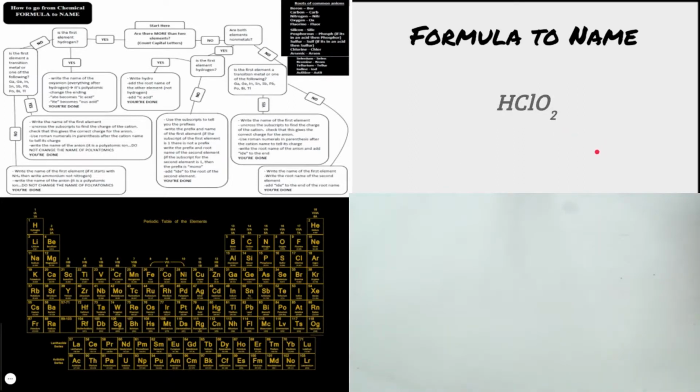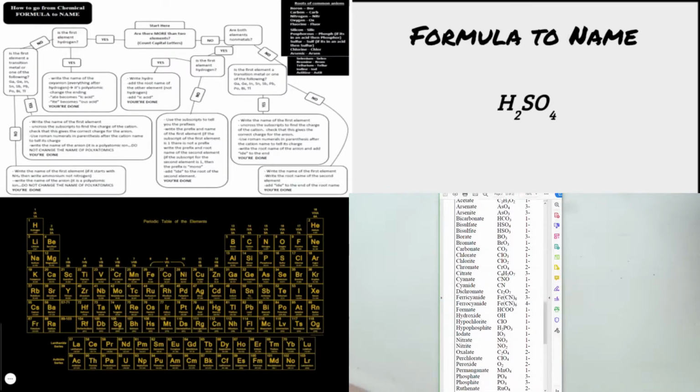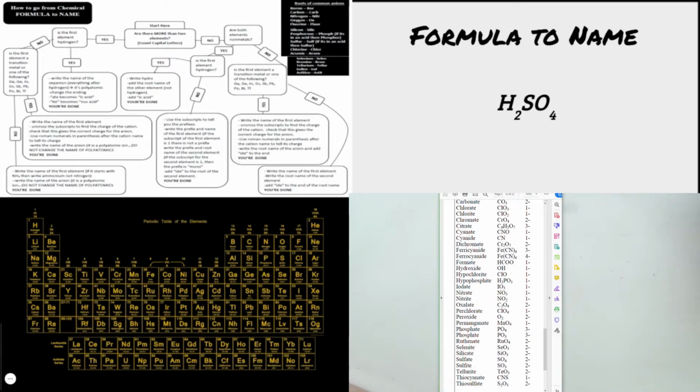Okay, so let's do one more example. H2SO4. Okay, are there more than two elements? Yes. Is the first element hydrogen? Yes. So I'm going to write the name of the anion. All right, so that's sulfate, SO4. So just to show you on the polyatomic ion list, I'm going to find it. SO4 is sulfate.